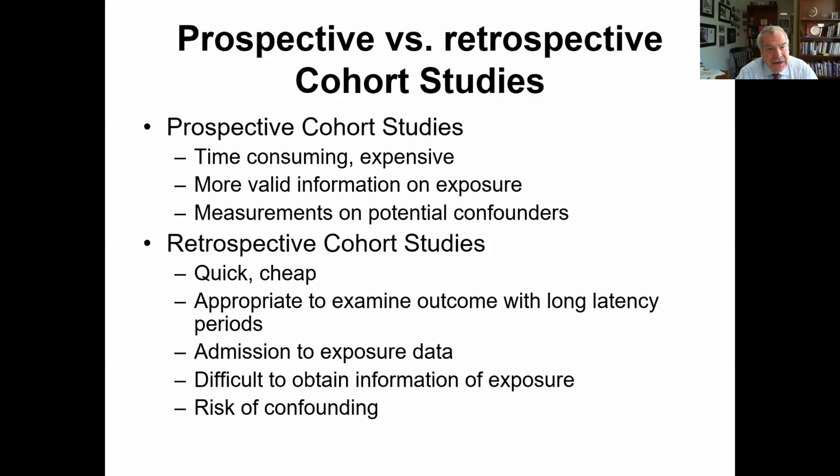The other way, where we're looking at already collected records and putting those in some type of chronological order, it's cheaper, it's quicker. It's appropriate for long latency periods, things that we work with, stroke and cancer. These can be very valuable pieces, where you really would have a struggle with following someone for 30 years, 40 years.